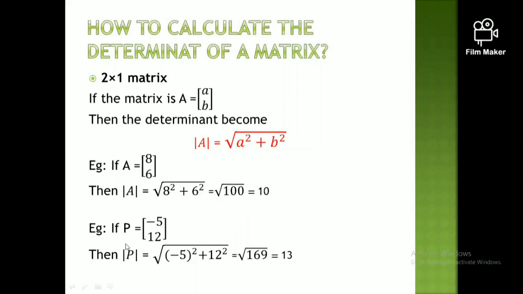If you get the matrix P [-5; 12], and you want to find the modulus of it, that would be the square root of (-5) squared plus 12 squared. (-5) squared is 25, 12 squared is 144. If we add 25 to 144, the answer is 169. The square root of 169 turns out to be 13. That means the modulus of matrix P would be 13.